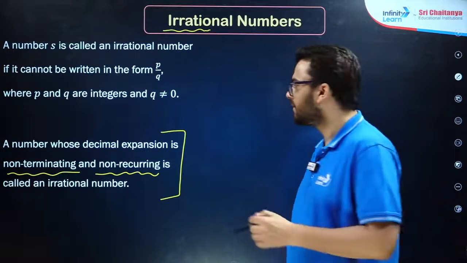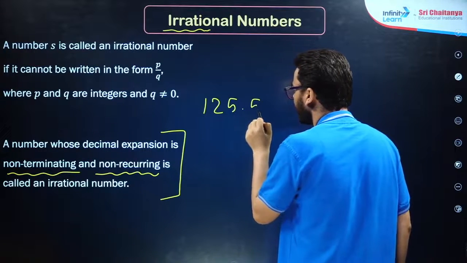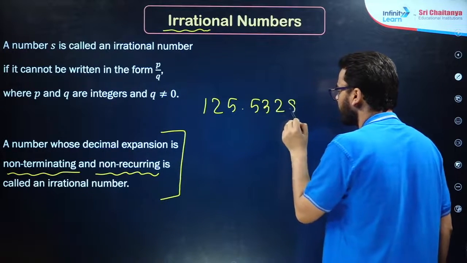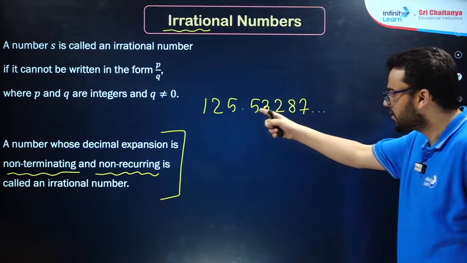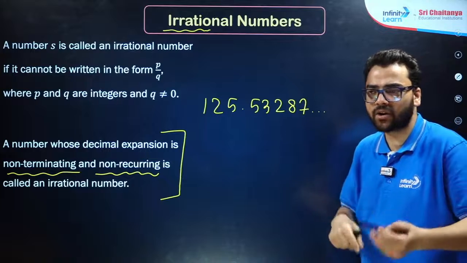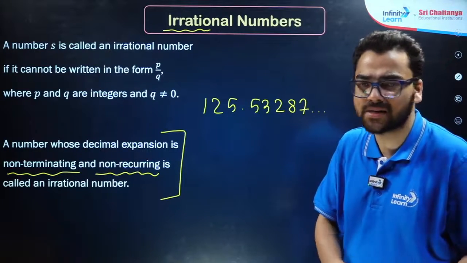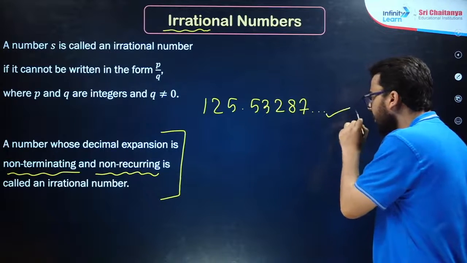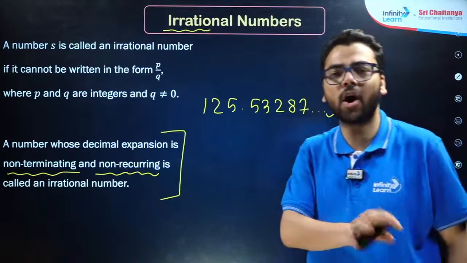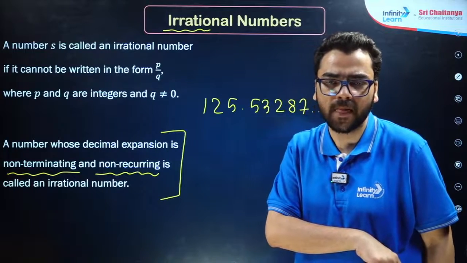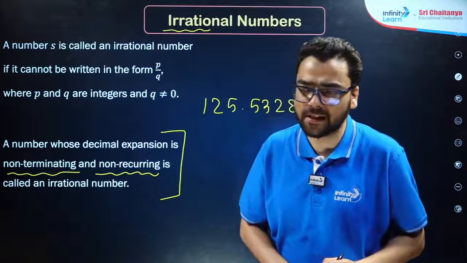For example, if I've got something like this, you see nothing is repeating over here, no repetition is there. You cannot put a vinculum or bar like we were doing in rational numbers, and it is also not terminating. So this is an irrational number. It is neither terminating nor repeating. You got that logic?